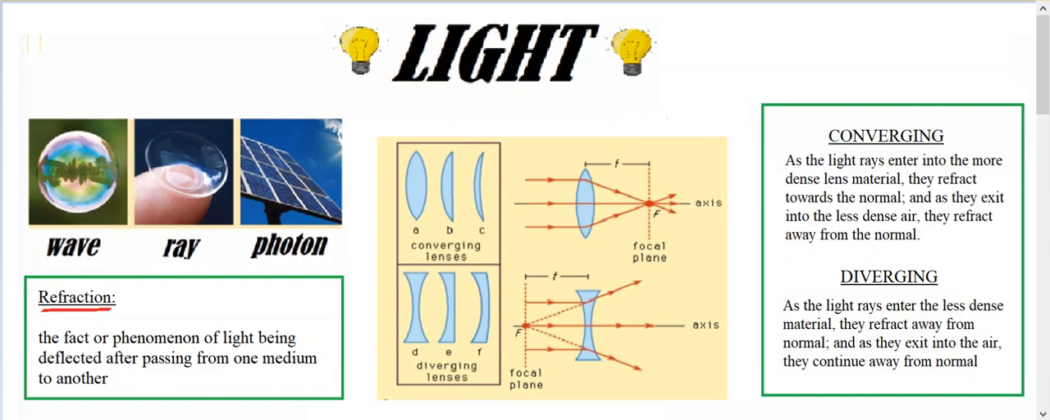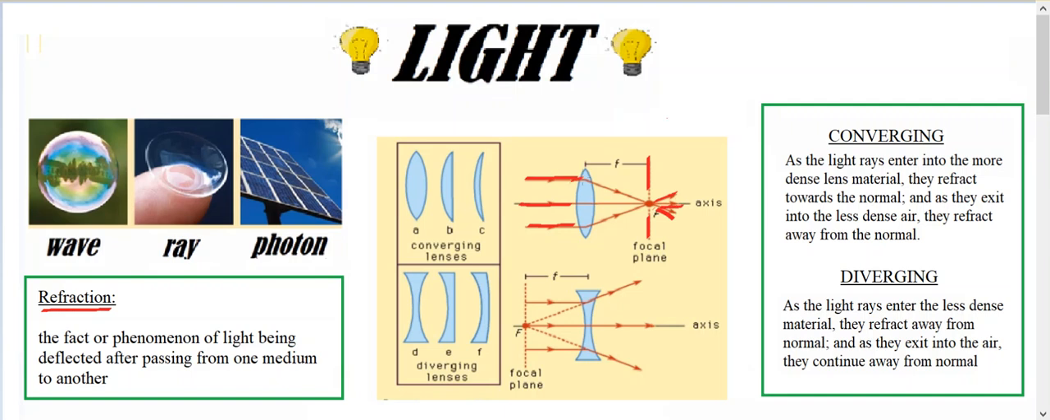So when we think of lenses, we have two different types. We have a converging lens and a diverging lens. Converging lenses are described as the light enters rays into a more dense lens material. So as we see here, the light coming into the dense material, because the thickest part of the lens is the center, they refract towards the normal, which is also known as the focal plane, and as they exit into the less dense air, they refract away from the normal, which we see after the focal plane.